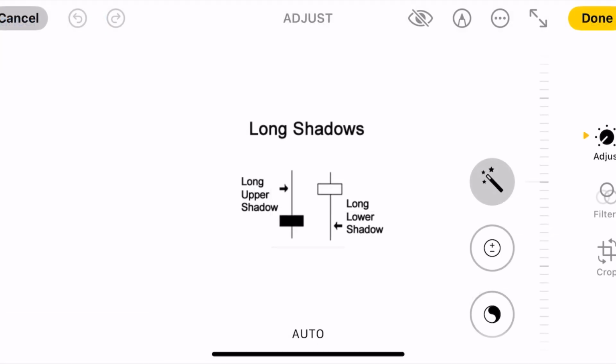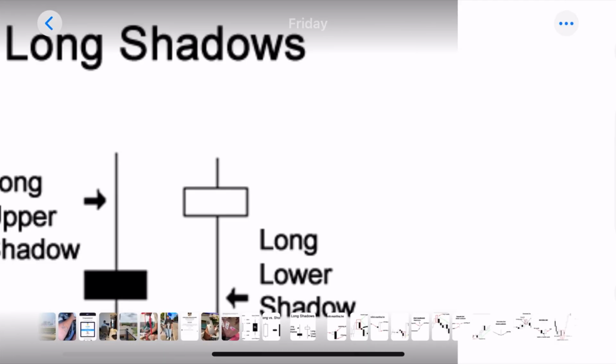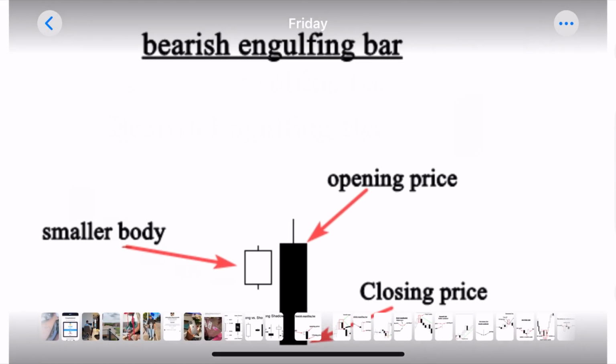And you must also understand the names of the candlesticks. So this one is a bearish engulfing candle.